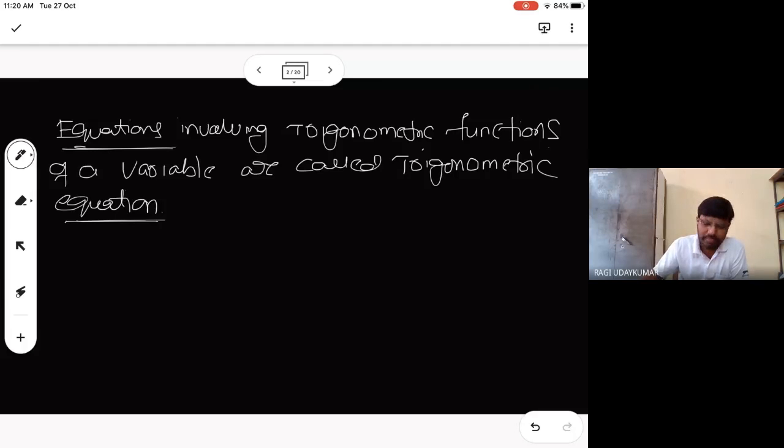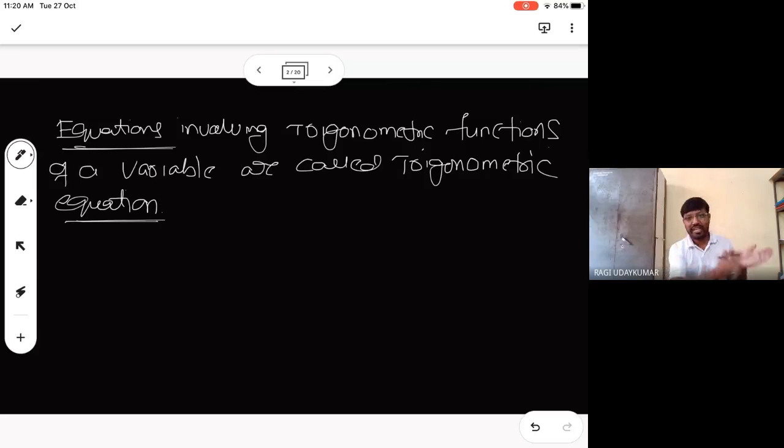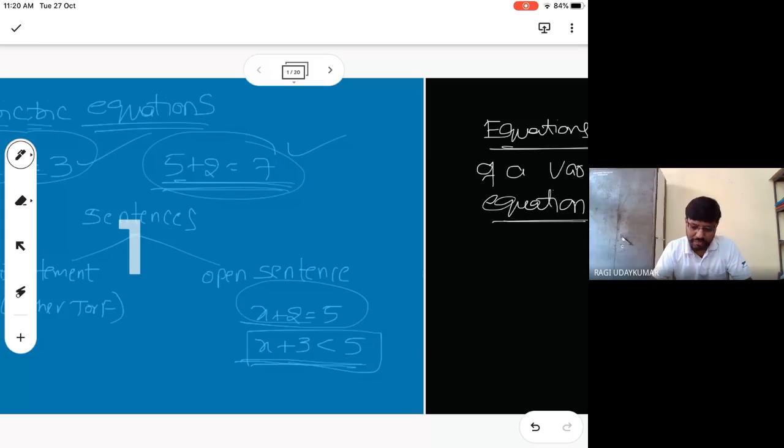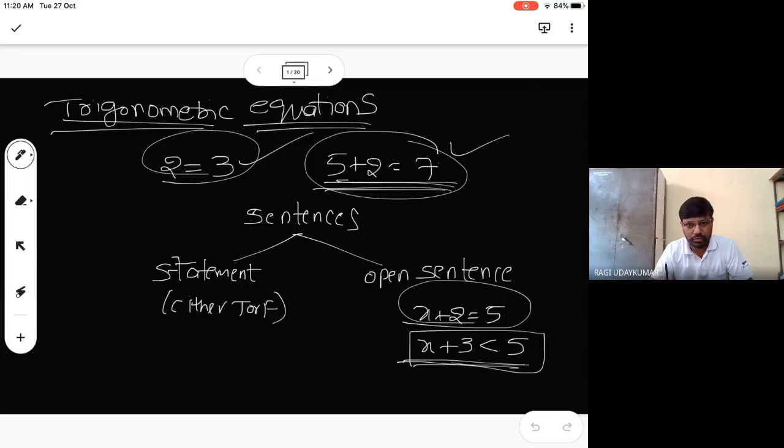Okay? The value of the variable which satisfies the equation is nothing but making the left hand side and right hand side the same. Suppose I take the previous example, x plus 2 equal to 5. In the place of x, what number do we substitute so that both left hand side and right hand side become equal? 3. Obviously, you know that 3 is called a solution of the equation.